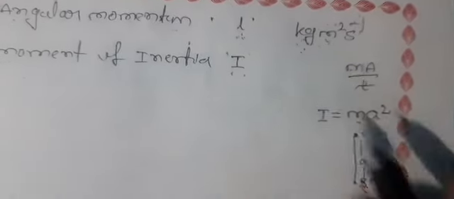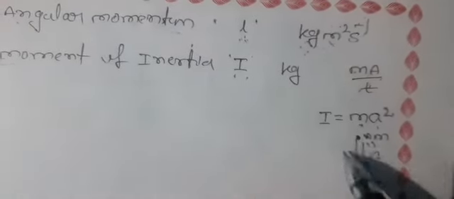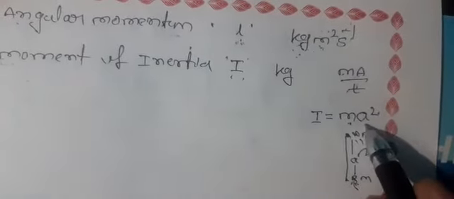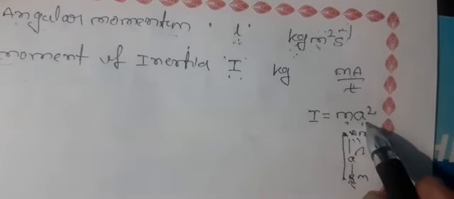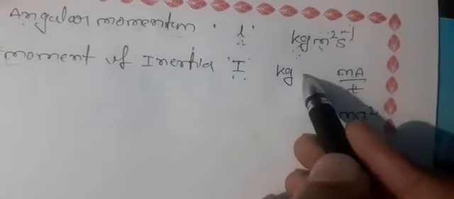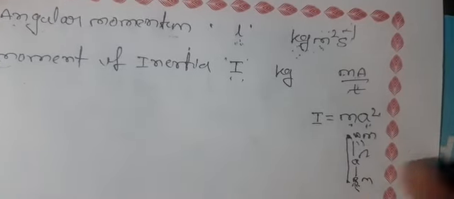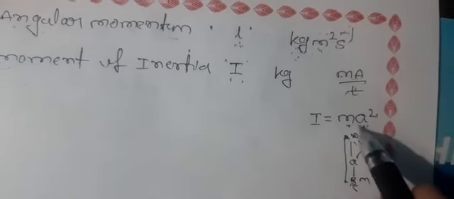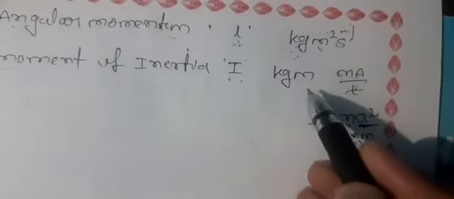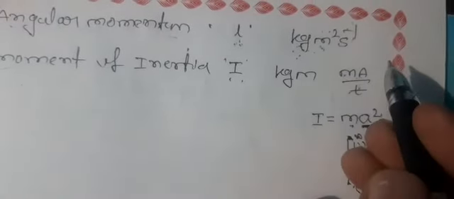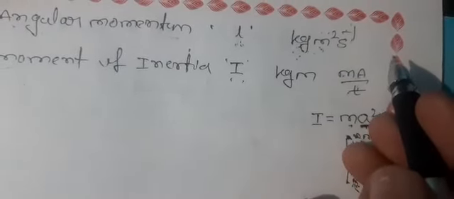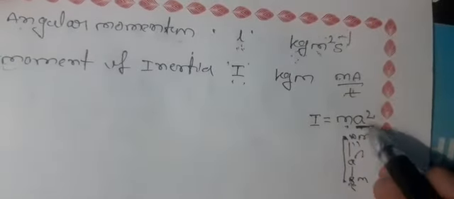What is the unit of mass? The unit of mass is kg. The distance is denoted by small d or small a, both are the same. The unit of distance is meter. So it is kg meter, and the unit of meter square is there.